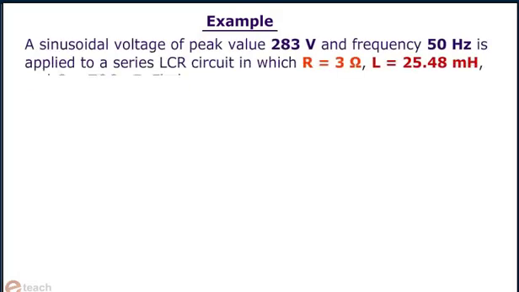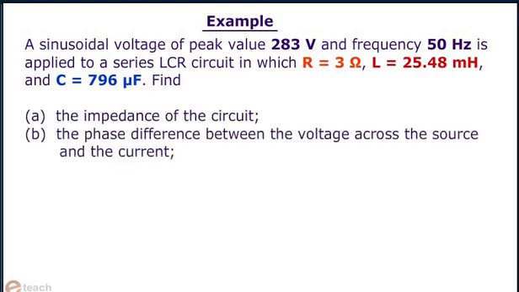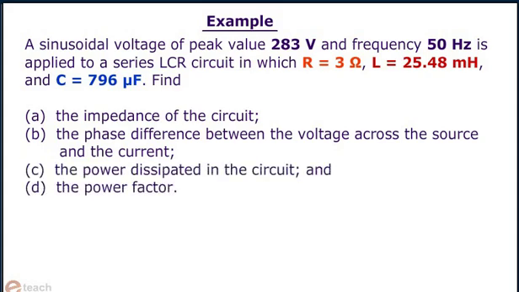Example. A sinusoidal voltage of peak value 283 volts and frequency 50 Hz is applied to a series LCR circuit in which R equals 3 ohms, L equals 25.48 millihenry and C equals 796 microfarad. Then find A. The impedance of the circuit, B. The phase difference between the voltage across the source and the current, C. The power dissipated in the circuit and D. The power factor.